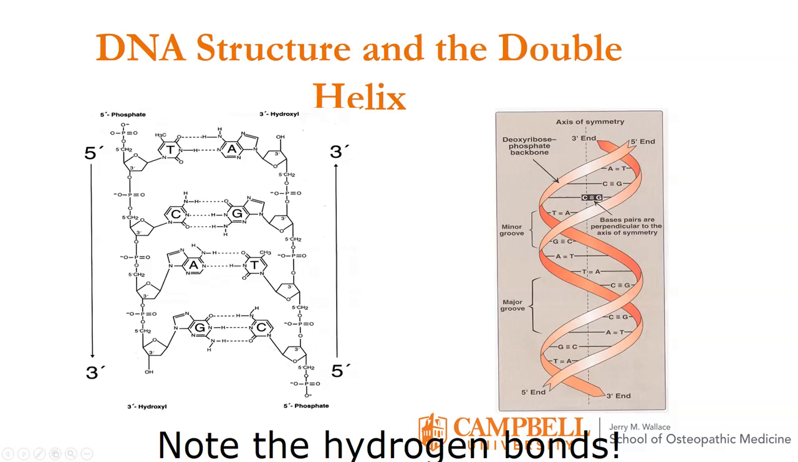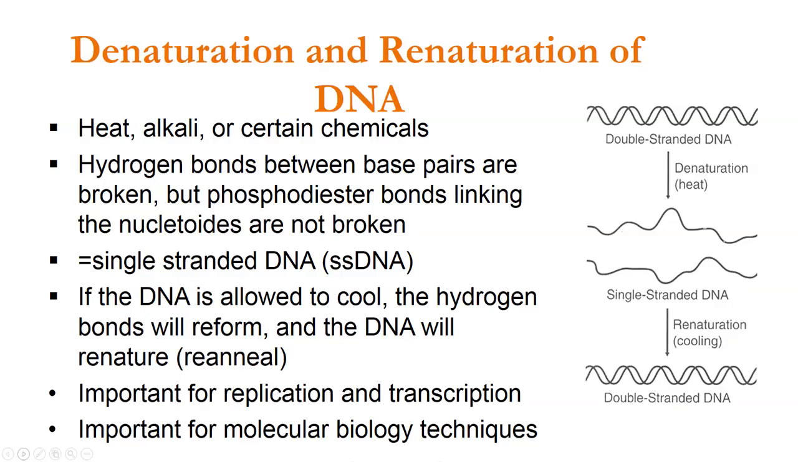Okay? And you also see it in this figure. T and A, you got 2. G and C, you got 3. That actually becomes important, okay? In particular, when we're talking about the denaturation and the renaturation of DNA. Okay? So you can actually separate the 2 single strands of DNA. So when you do that, we're breaking the hydrogen bonds between the strands. We're not breaking the strands themselves.